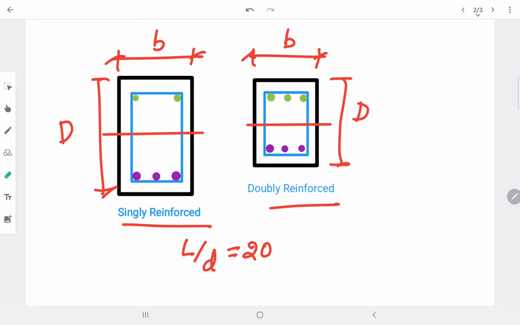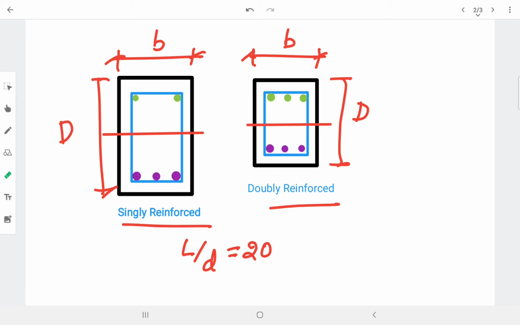especially in cinema halls and function halls. There the span of the beams is quite high. Even in residential buildings, if the hall or living room size is more than 5 meters or 6 meters, in that case the depth of the beam will be quite high. So there will be chances of obstruction because of the beam's depth.